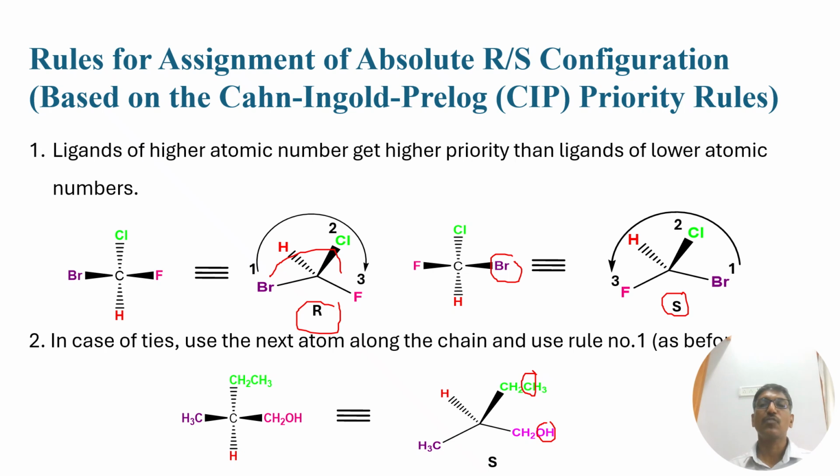Since oxygen has a higher atomic number of 8 and carbon is only 6, this particular substituent gets first priority, and the CH2CH3 gets second priority over the methyl group. The methyl group is third priority, and as usual, the hydrogen is 1 in terms of atomic number. Therefore, when you give the rotation, it becomes S. Since the lowest priority group is kept away from our view, whatever the assignment comes, we take it as such. Therefore, the absolute configuration of this molecule is S.